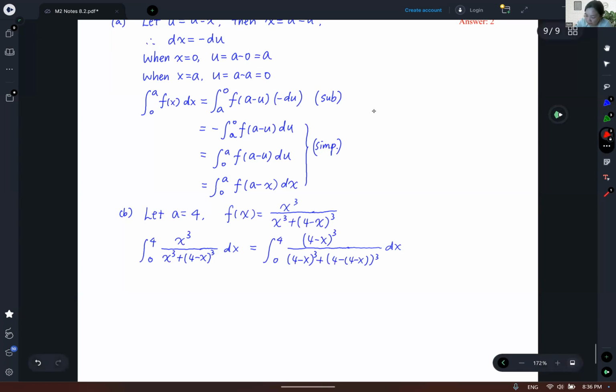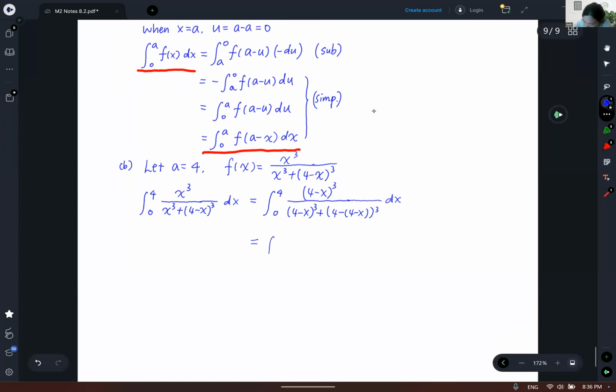Remember here, in this identity, the left-hand side from 0 to a, the right-hand side from 0 to a, the only thing changed is the function. And that's what I did. I changed the function to another function. And to simplify the function, it's easy to simplify. Do not expand, just simplify.